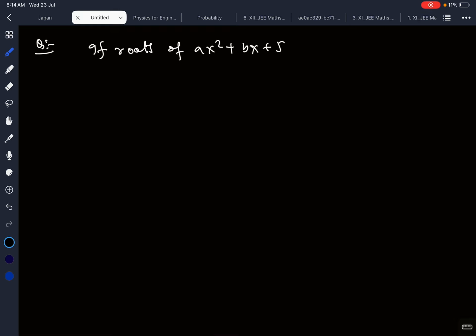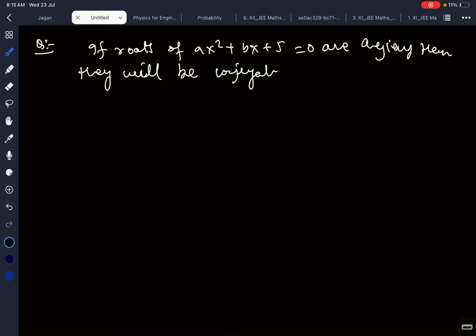Again a question, again a true and false question. I'm writing: if the roots of x square plus bx plus 5 is equal to 0 are imaginary, then they will be conjugate of each other. Is this true or false?